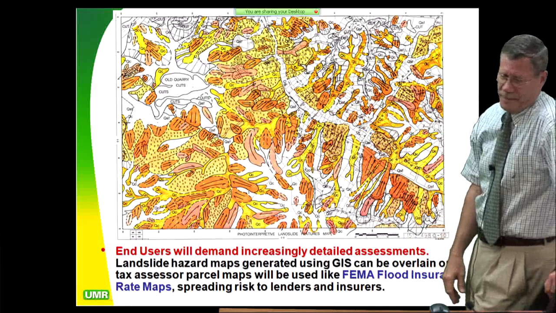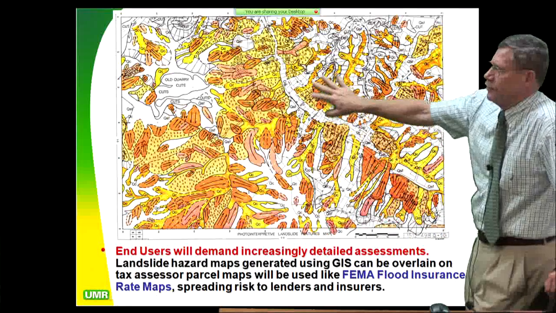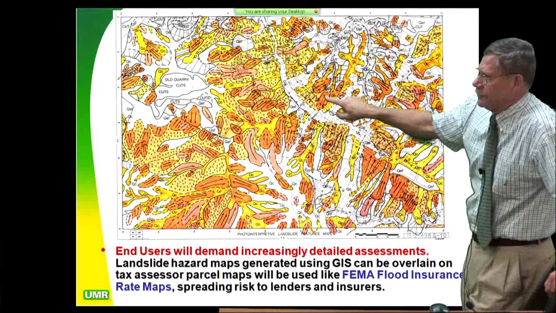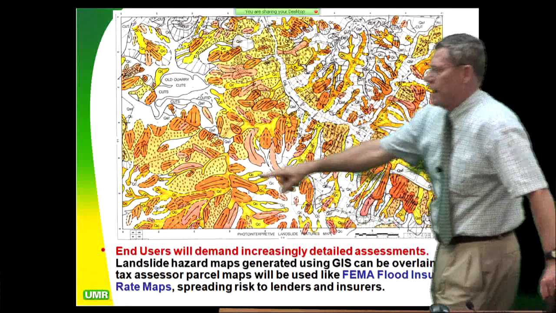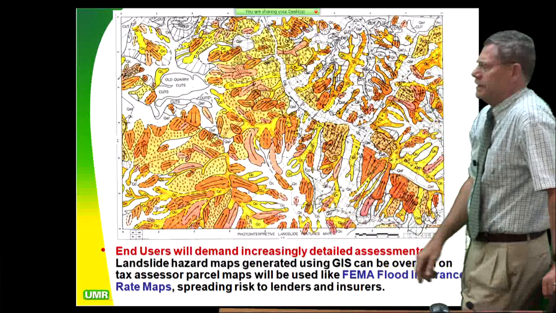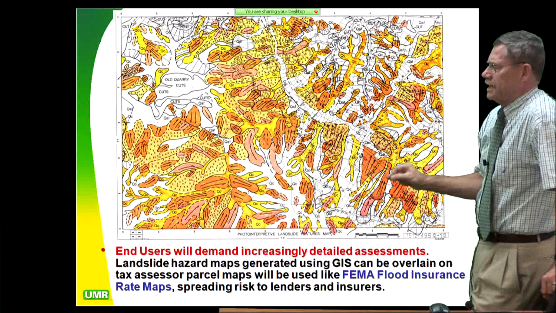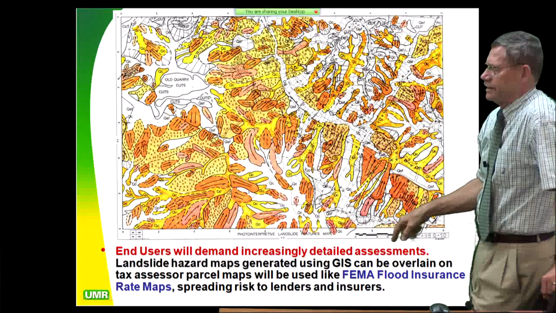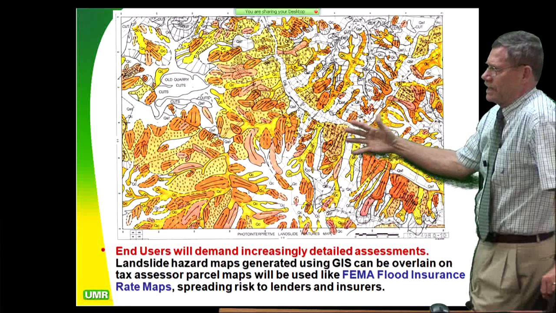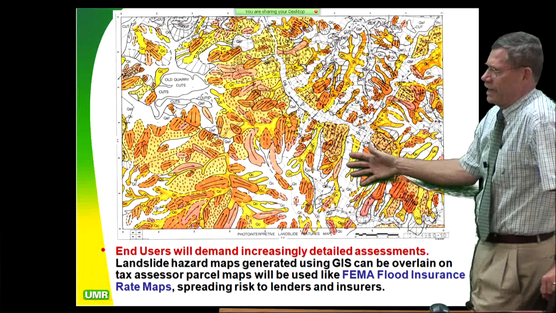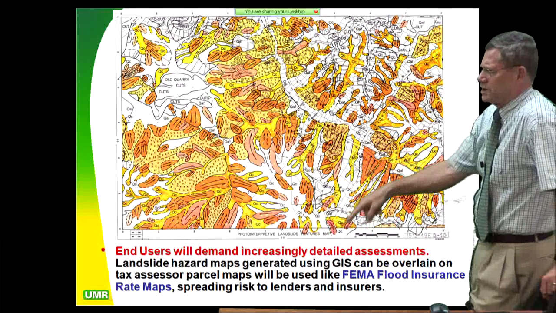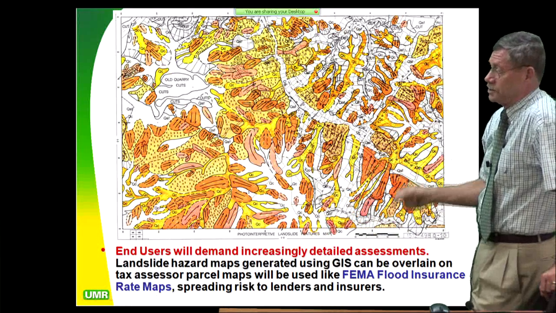They don't want to see a topographic map. They want to see, where's my property on here, and did you make it red, yellow, or white? Or brown, some kind of brown. So landslide hazard maps using GIS are going to be overlain on tax assessor parcel maps like this, just like FEMA flood insurance rate maps. And what you're going to end up doing is spreading the risk to lenders and insurers.